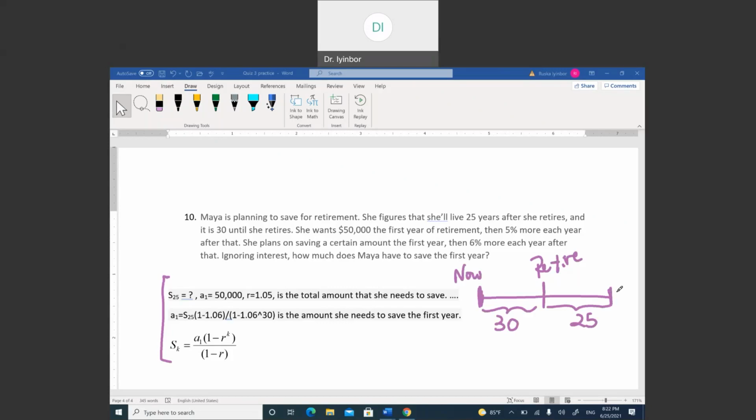Okay, she wants 50,000 the first year of retirement. So after she retired, she wants the A1 to be 50,000. Okay, then 5% more each year. So that means the rate, because it's increasing every year by 5%, is going to be 1.05, because that's the increase every year.